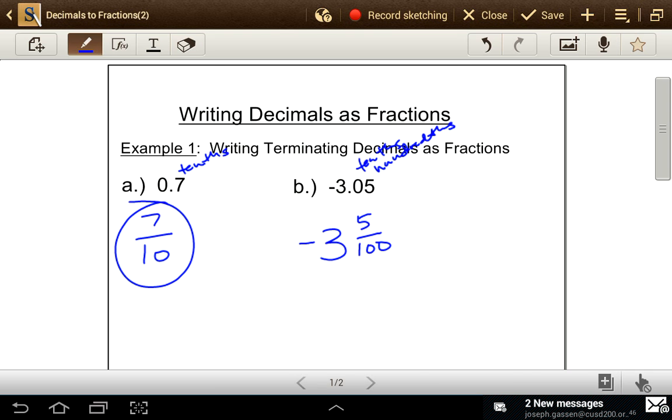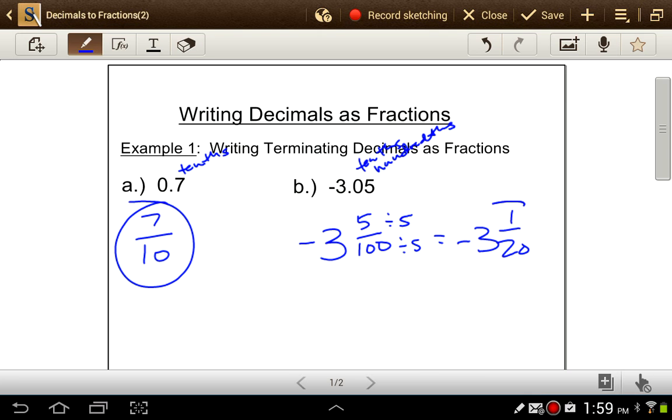Now I can reduce that, so I am going to reduce that. 5 goes into both 5 and 100, so I'm going to reduce those both by 5. And when I do that, I'm going to end up with negative 3. Do not forget your whole number when you simplify. A lot of people do. Please don't. And 1/20th. So I get negative 3 and 1/20th, and that is my final answer.